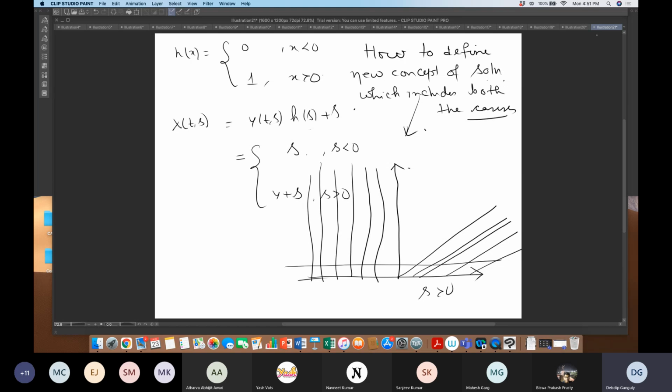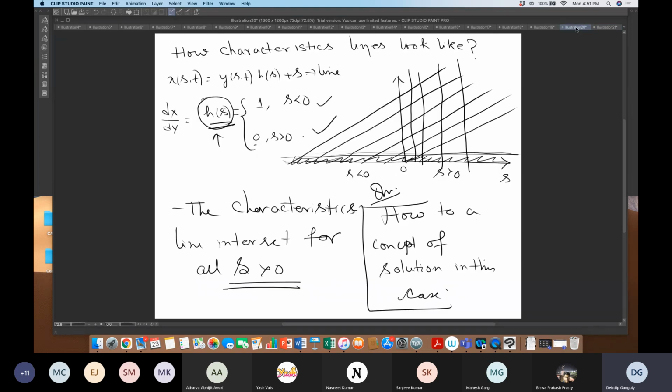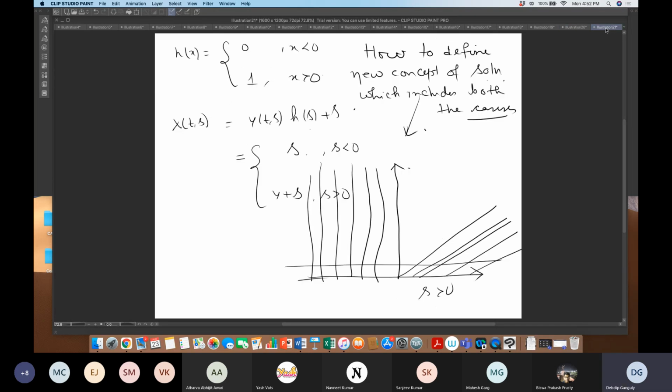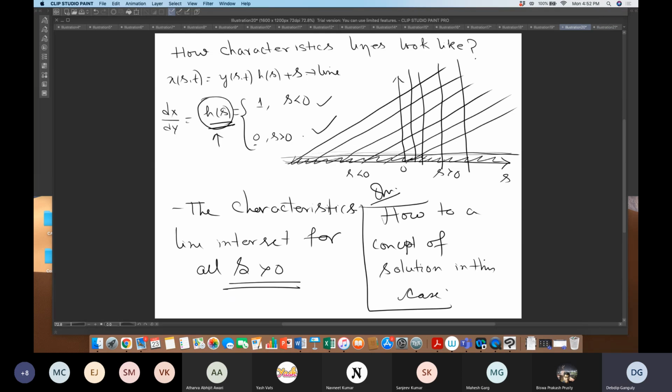That means when S is this type of function, when S is 1, 0 or 0, 1, because here the solution does not exist even locally. But of course, this does not contradict Picard's theorem. Okay. You understand the point? Because for every S it has an intersection. Okay.